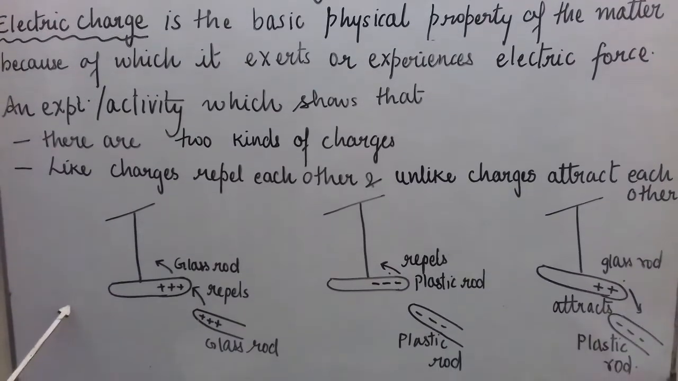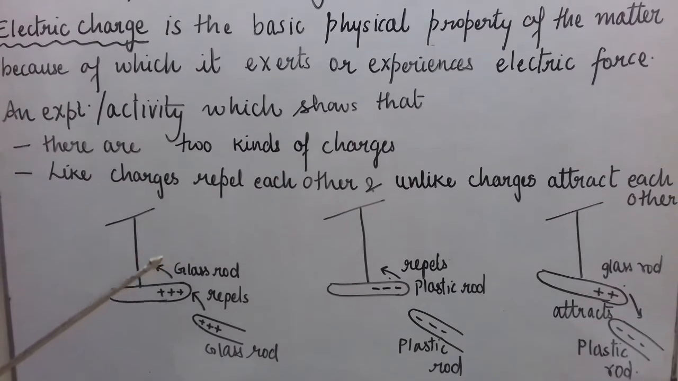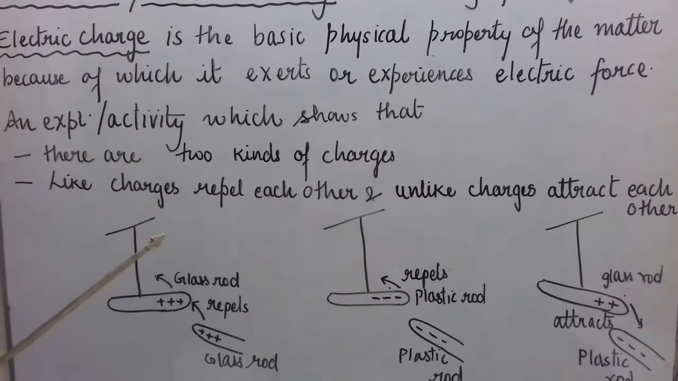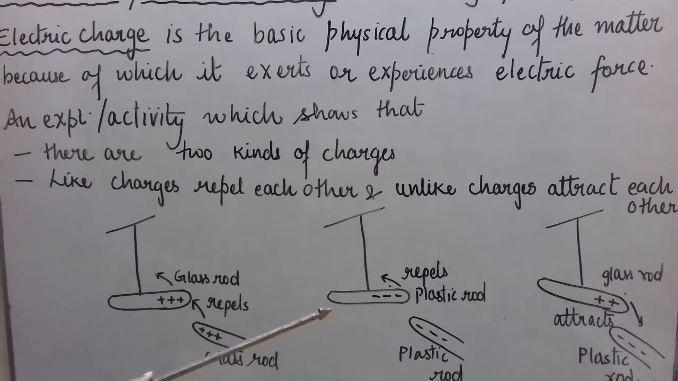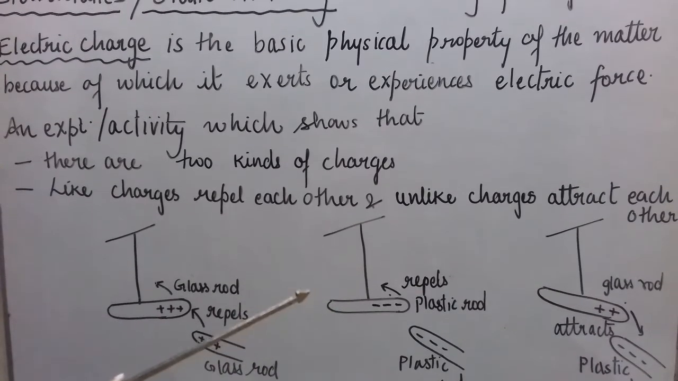Now remember students, when a glass rod is rubbed with silk cloth, it's not only that the glass rod gets charged, the silk cloth also gets charged. Similarly, when a plastic rod is rubbed with cat's fur, the plastic rod and the cat's fur both get charged.